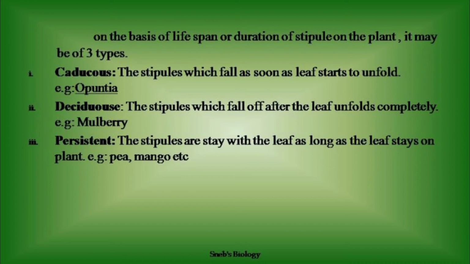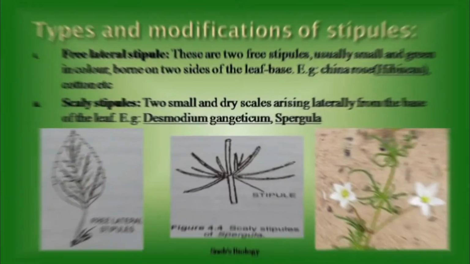Second is deciduous. Sometimes the stipules remain until the leaf is completely unfolded. They are known as deciduous stipules. So these stipules fall off after the leaf unfolds completely. For example, mulberry. Third one is persistent. That means the stipules stay with the leaf as long as the leaf stays on the plant. Such stipules are called persistent. For example, pea, rose, etc.